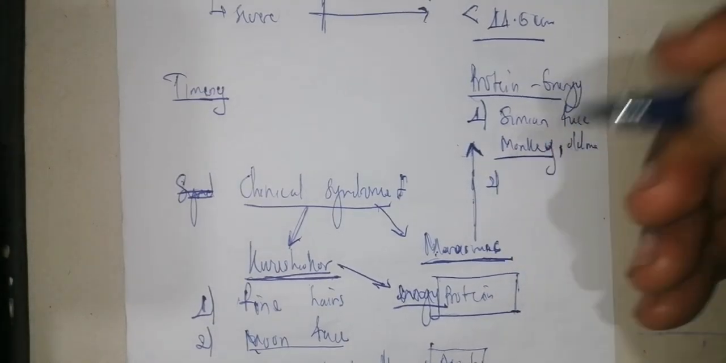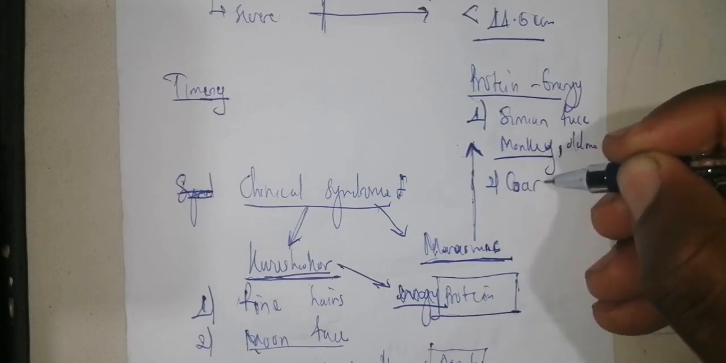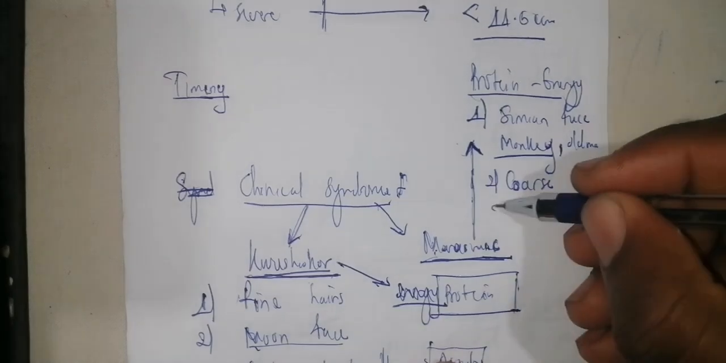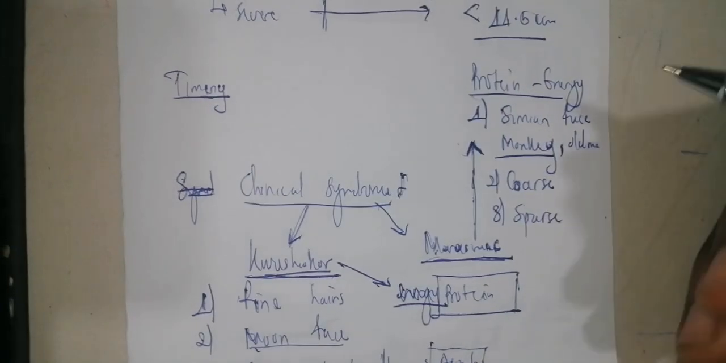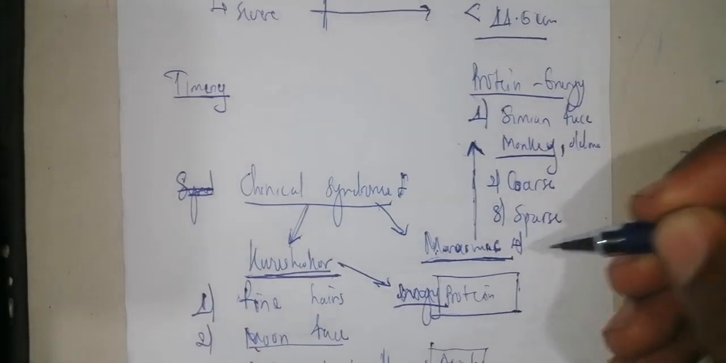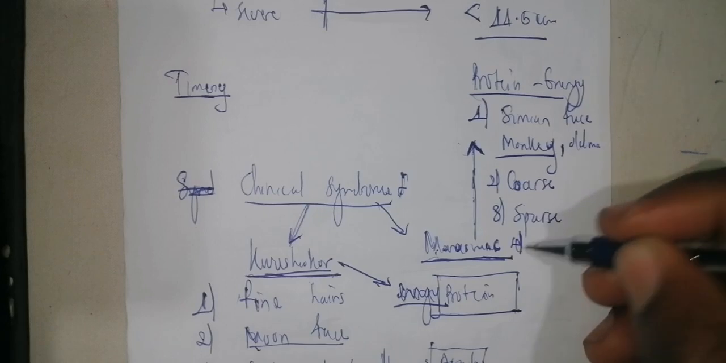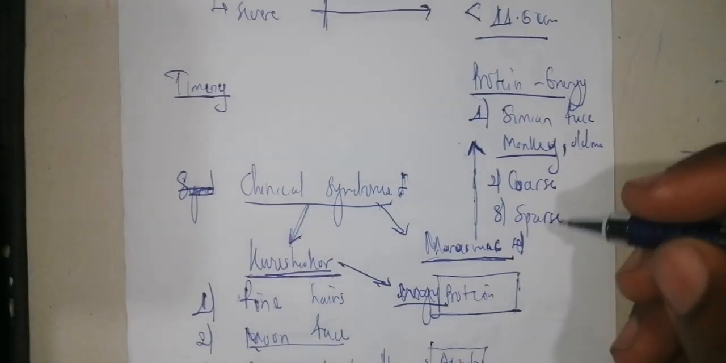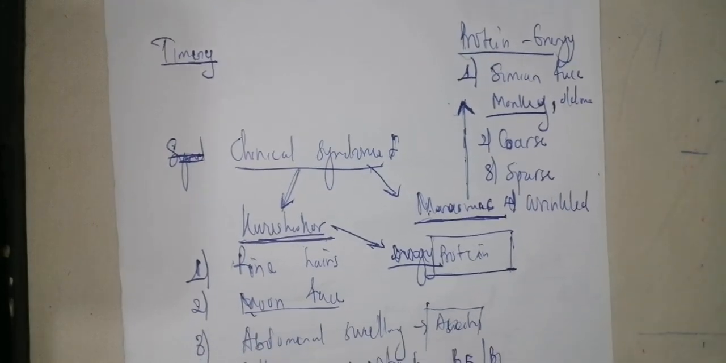The second characteristic is the hair. The hair in the case of marasmus is instead coarse. Coarse means that it is thick and not fine like in kwashiorkor. The third is that the hair is also going to be sparse. The fourth is that you have wrinkling of the tissues. Is it clear? So you have wrinkling at the level of the skin, which is another element of the marasmic syndrome.